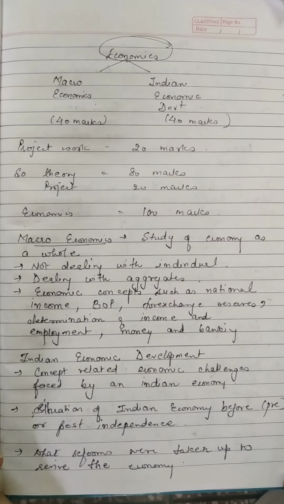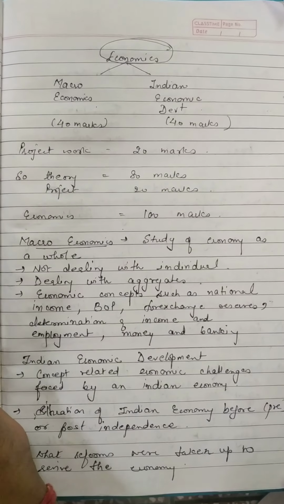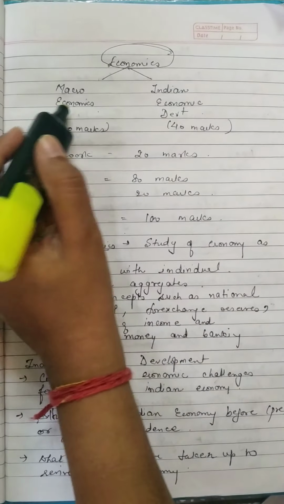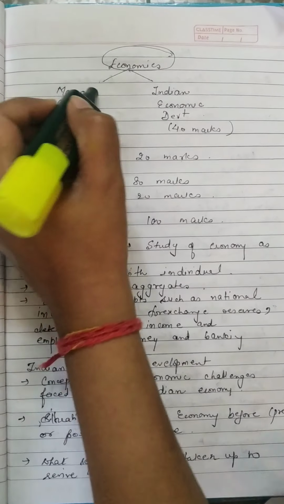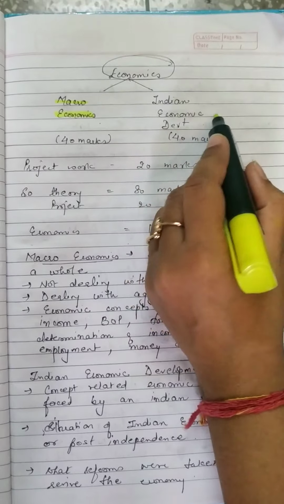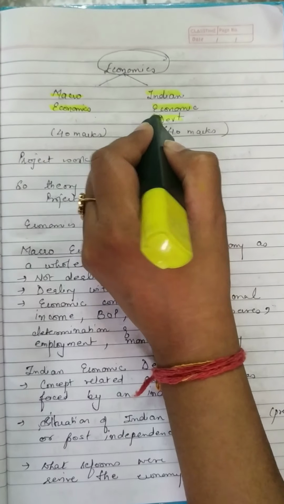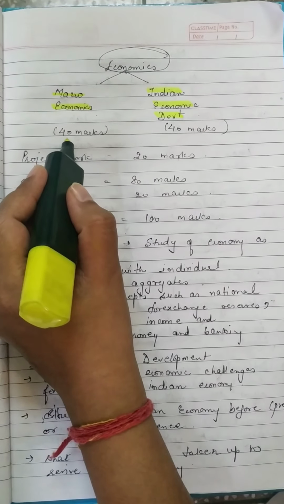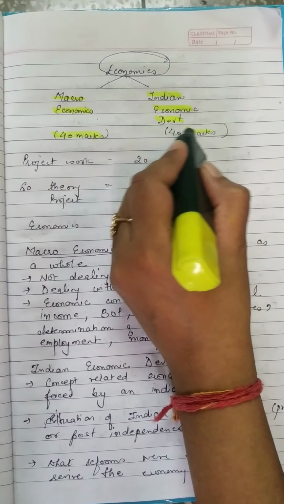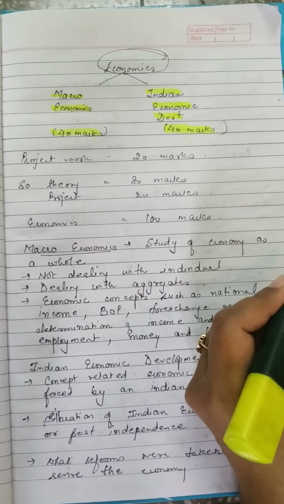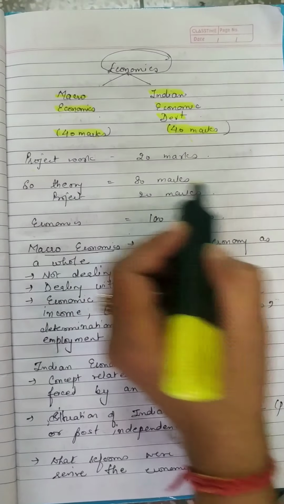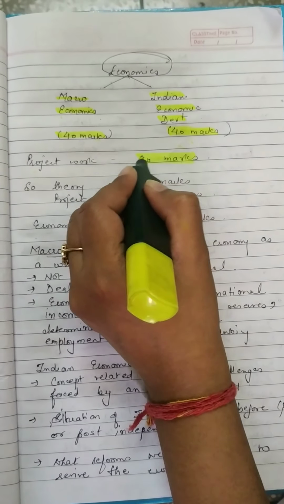In this video, initially I would like to tell you about what subjects we are going to study under economics. So your first sub-subject is macroeconomics and another sub-subject is Indian economic development. Macroeconomics constitutes weightage of 40 marks and Indian economic development again constitutes 40 marks. Then there is a project work that is to be done in the economics subject, which is of 20 marks.